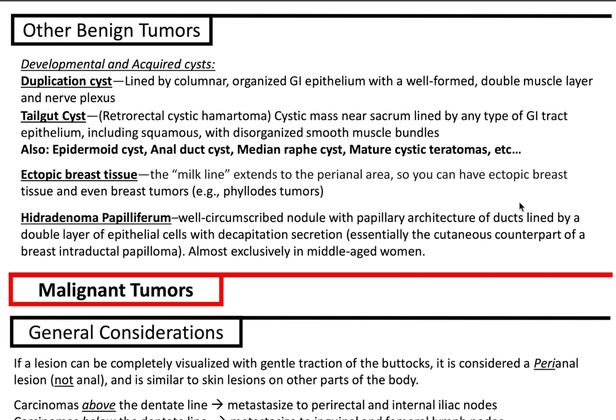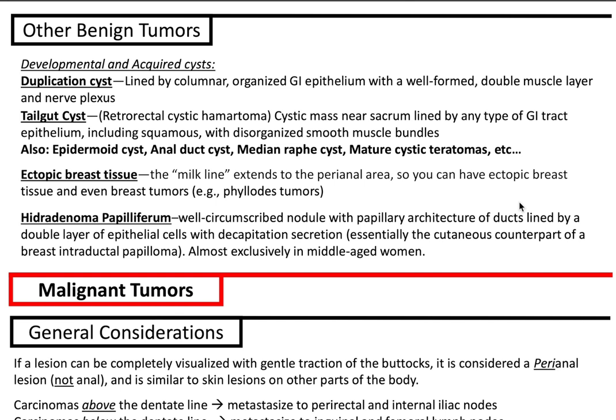Tailgut cyst, or retrorectal cystic hamartoma. This is a cystic mass near the sacrum lined by any type of GI tract epithelium, including squamous, with disorganized smooth muscle bundles. Also, epidermoid cyst, anal duct cyst, median raphe cyst, mature cystic teratomas, etc.